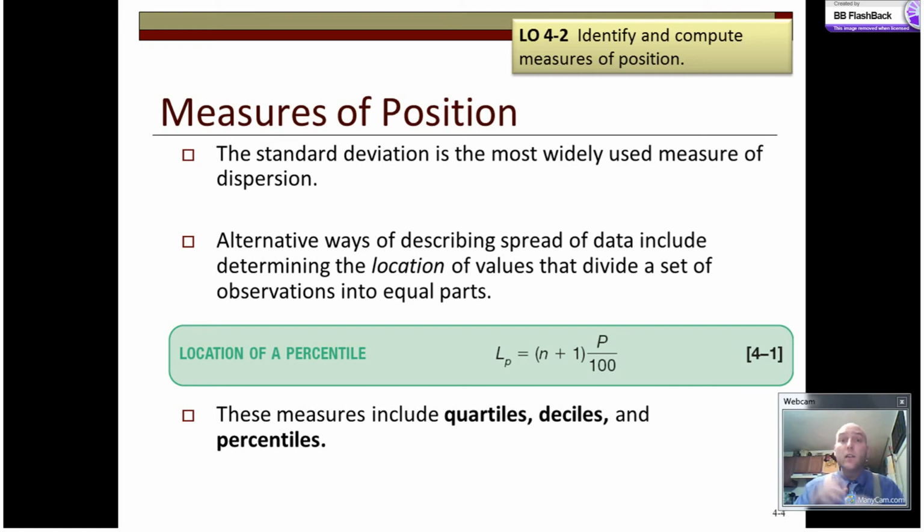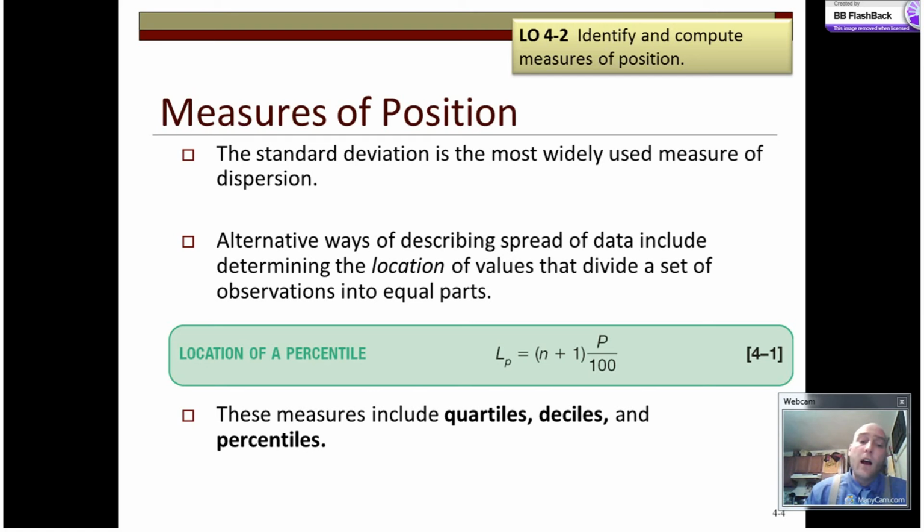But we can find the location of some other positions using this formula. We can find the location of a percentile p by taking the total number of things that we have in our sample, that's our sample size n, adding 1 to it, then multiplying by this fraction over here, p over 100, where p indicates your percentile. So if you're looking for the location of the 50th percentile, which by the way is the median, it's the middle, you would put p in for 50.